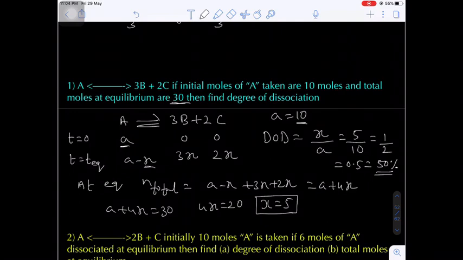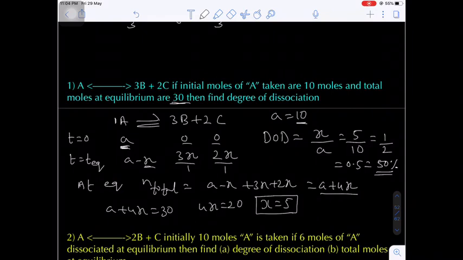Are you getting my point? Once again, I am taking initially small a moles, and there will be no products, 0, 0 moles. At equilibrium, let's suppose x moles decomposes, so 3x moles B and 2x moles C will be formed, and the stoichiometry of A is 1, so that's why I need not write the divide by 1.